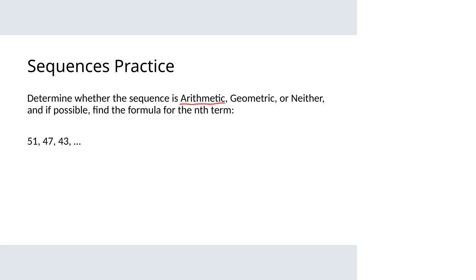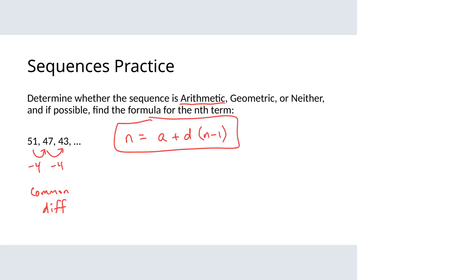Let's see how they got that. So 51 to 47, that's minus 4. 47 to 43, that's minus 4. So we have a common difference. The formula for an arithmetic sequence looks like this. So take a minute or so and try to write the formula for this arithmetic sequence.